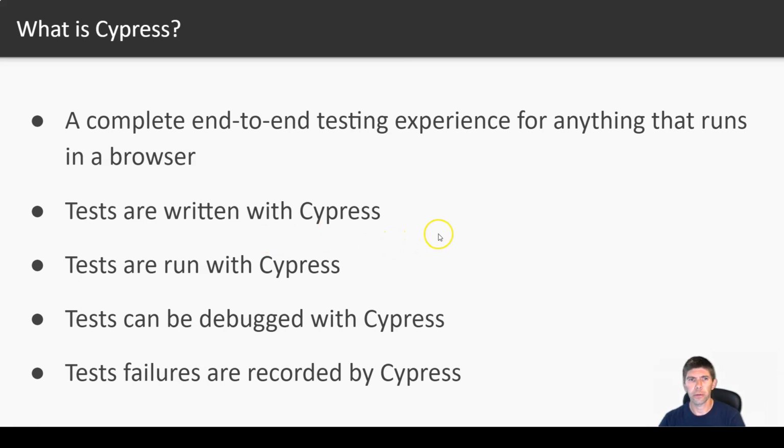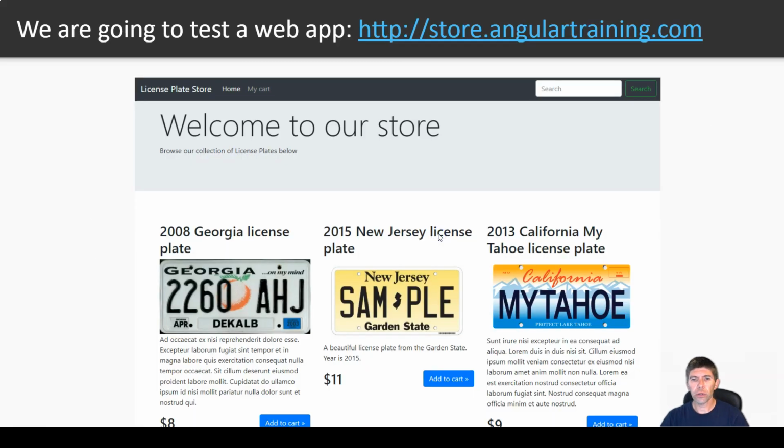or something going wrong. So in order to make things interesting, we are going to take a look at many different examples, and all of these examples are going to be based on a web app, store.angulartraining.com. It's a basic e-commerce store, a fake one of course, where you can add license plates to a cart, you can go to a cart page, and then go to a checkout page, and basically interact with that application. And we're going to test it with Cypress.